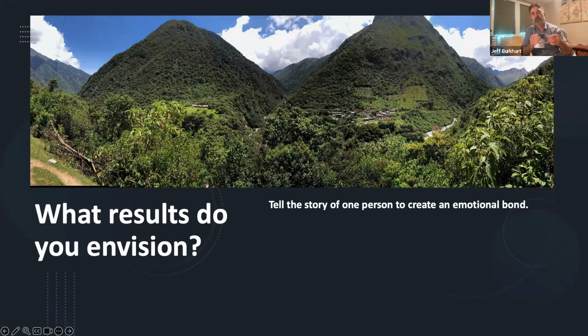You could demonstrate the results of your program. It's always more impactful to create that emotional bond. So ideally, you have a picture of a human being who represents your program. It's not always essential to do that, but at least have that built into the way that you build your proposal. Tell the story in the narrative.